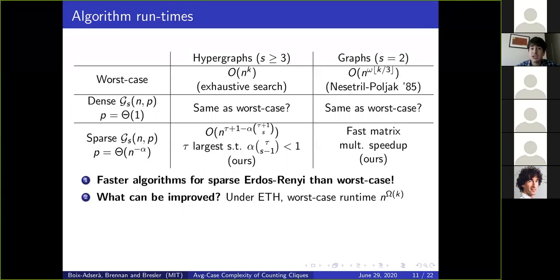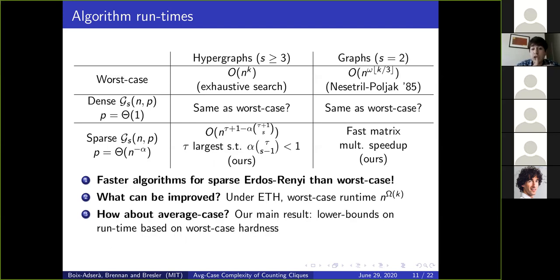Can we actually speed up any of these algorithms any more? Well, it turns out that under a standard complexity theory assumption called the exponential time hypothesis, the worst case runtime of clique counting on graphs and hypergraphs is n to the omega k. So we wouldn't be able to speed up the worst case algorithms too much, but we can ask, can the average case be improved? And the main result is that in fact, the average case runtimes really can't be improved that much.